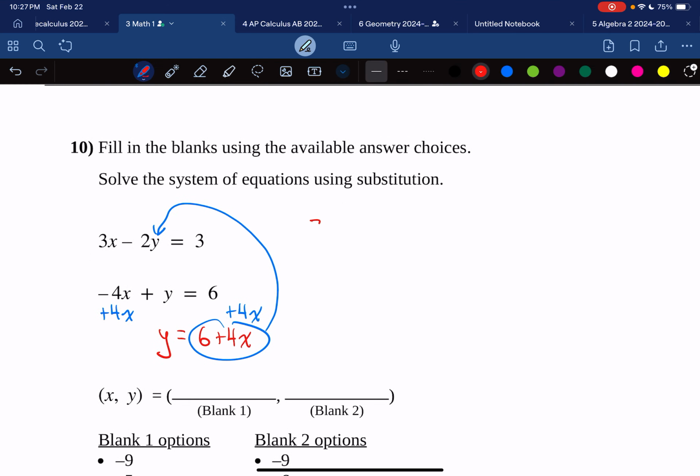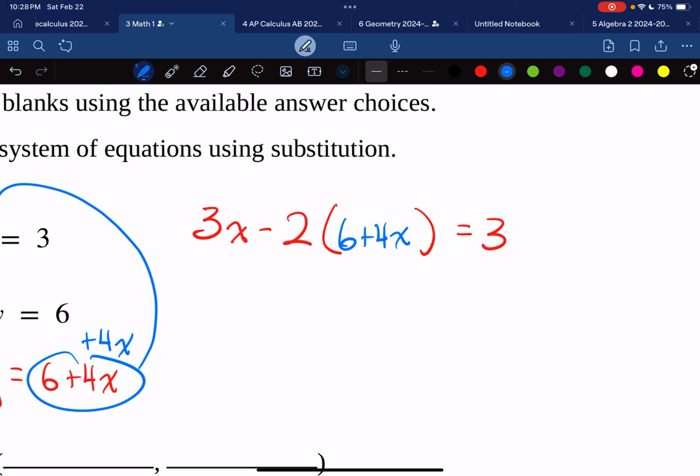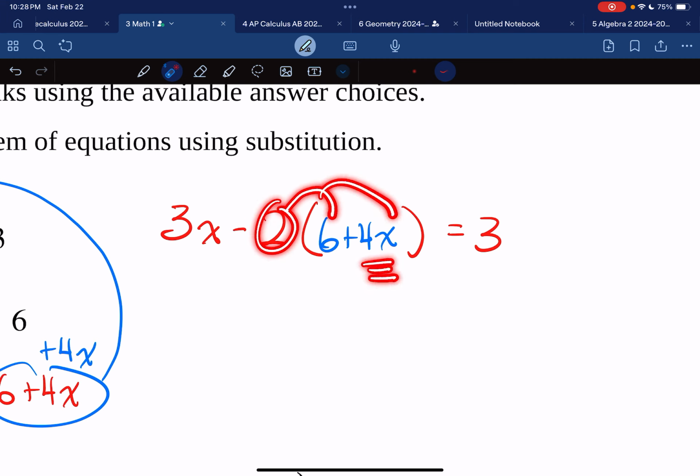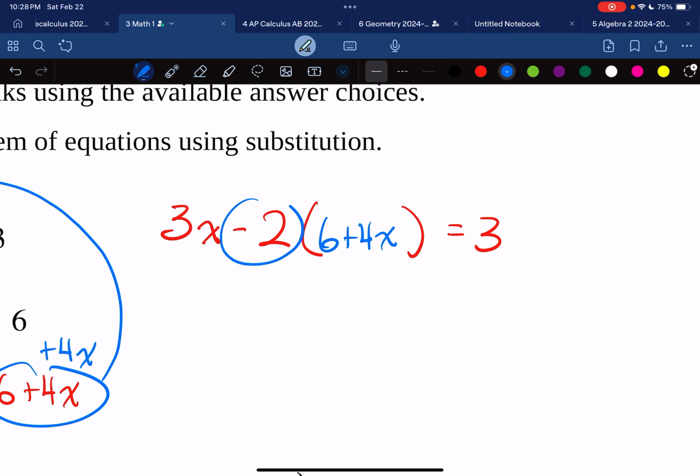Let's go ahead and rewrite this equation over here. So this says 3x minus 2y is equal to 3. And in the place of y, I have a 6 plus 4x. So from here, I'm going to distribute. Be really careful on this one, because if you just distribute a 2 here and here, you will get an incorrect value for this last value because you did not take this negative 2 and distribute it here and here. So really, it's a negative 2 distributing to both of these, which gives us still a 3x that we rewrite.